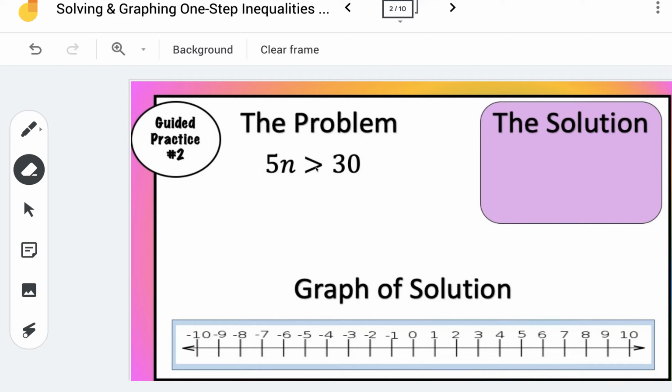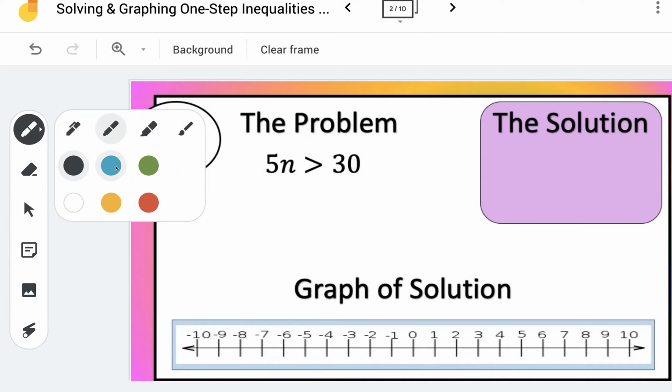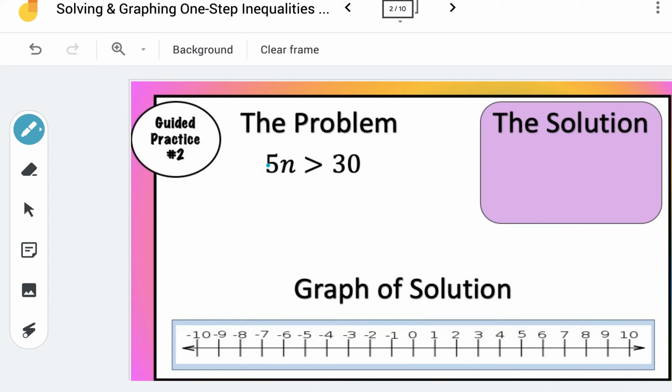For this problem, we have 5 times the number is greater than 30. So for this problem, let me grab a pen first. We're going to do the opposite of multiplying by n, which is dividing by 5, right? So again, this means 5 times n. So the opposite of timesing by 5 is dividing by 5. So we're going to divide both sides by 5.